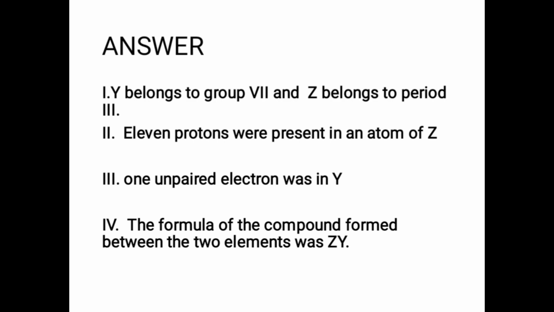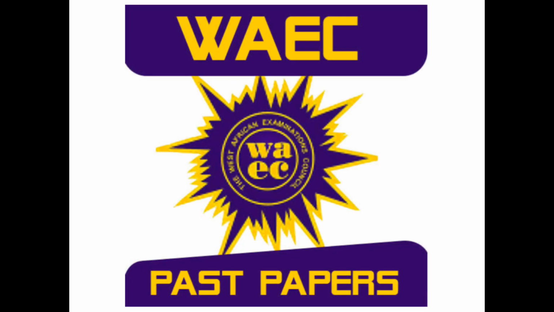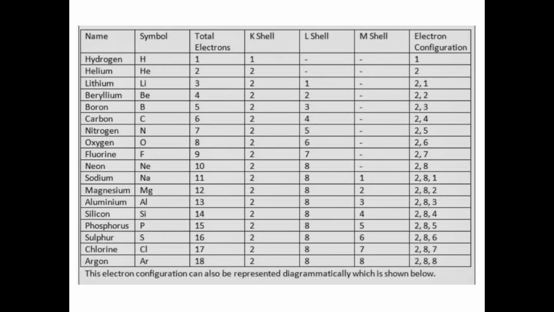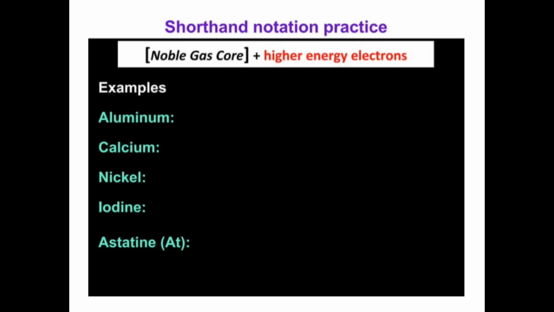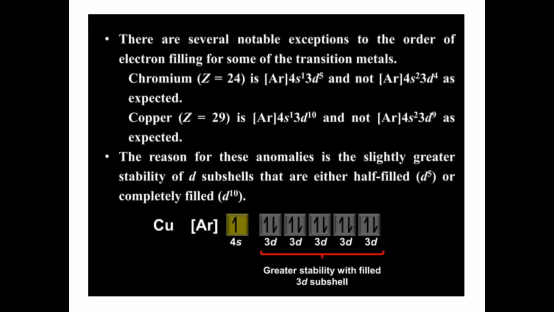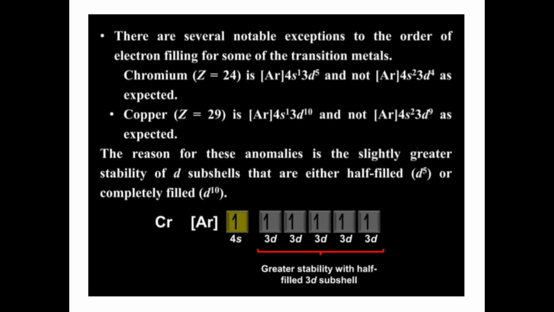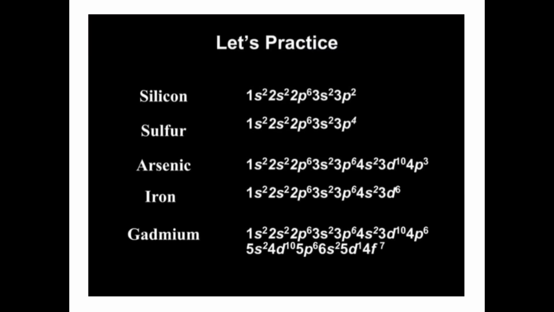Now for Y, they're asking the number of unpaired electrons. How do you determine the number of unpaired electrons? You can quickly go back to the electronic configuration that we discussed. The electronic configuration I want to show you. So it's important that you know all of these things.